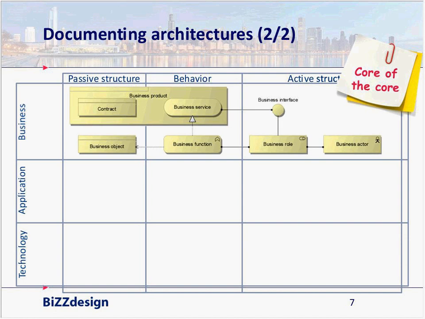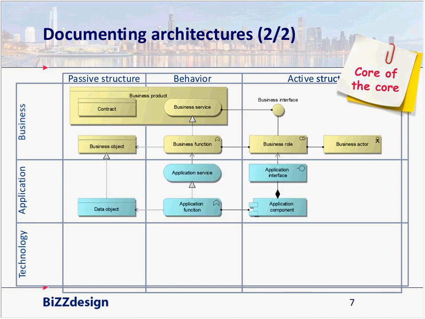In the business layer, we see how actors perform roles in processes and functions. These result in all sorts of business services that are offered via business interfaces or channels. The application layer follows a similar pattern. Application components are assigned to functions that realize application services. The behavior of applications is made accessible via application interfaces, with data objects which bridge to disciplines such as data management and data governance.